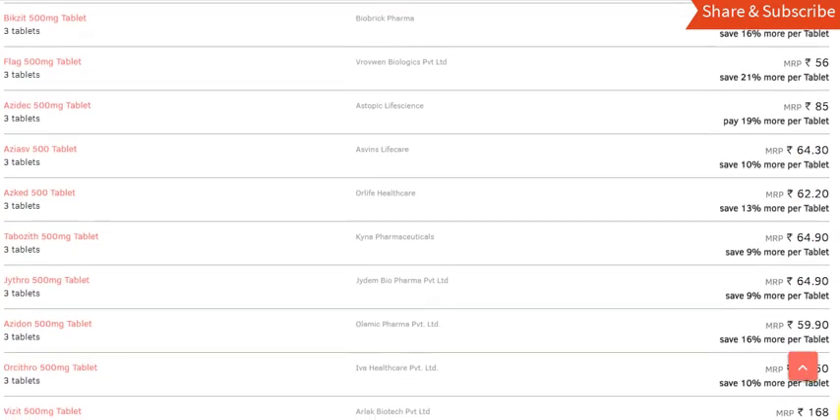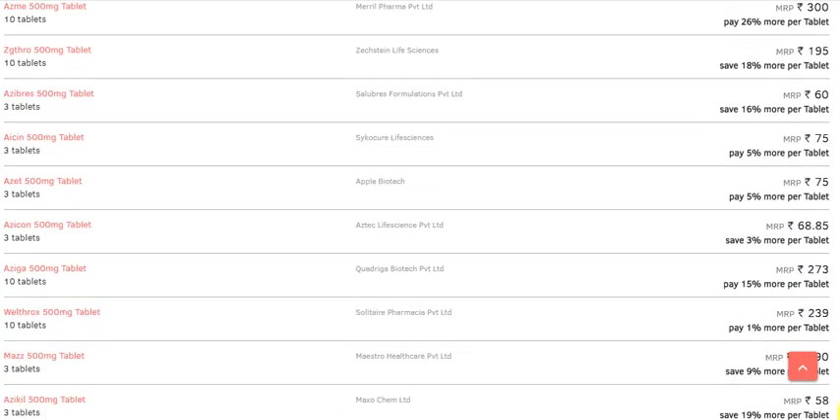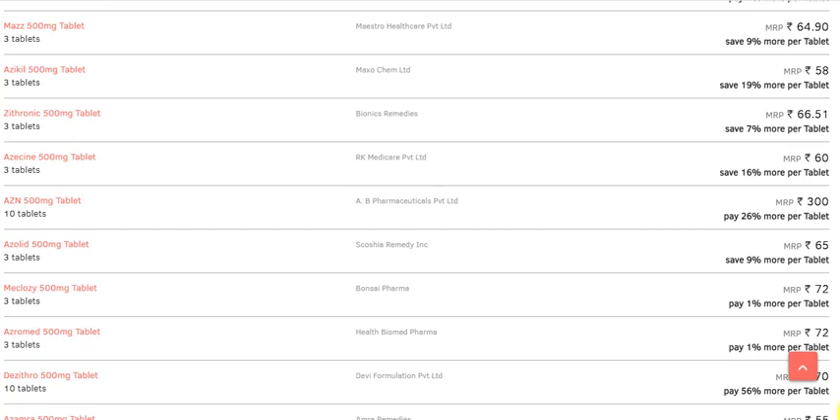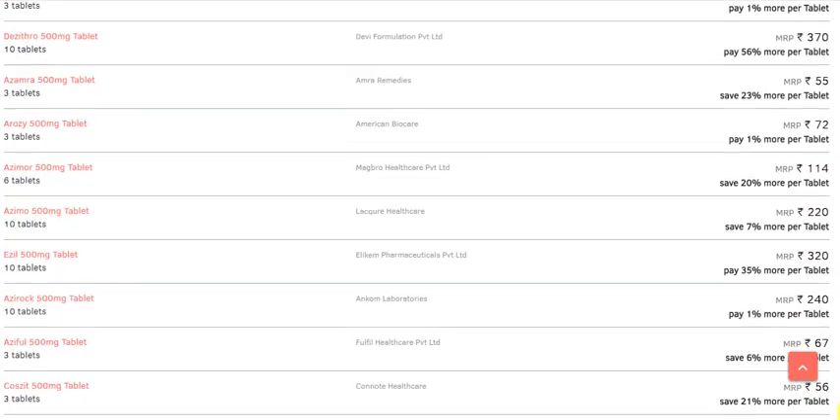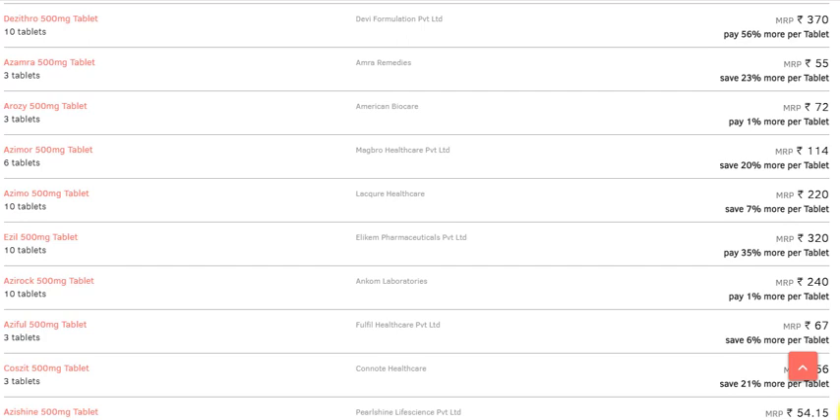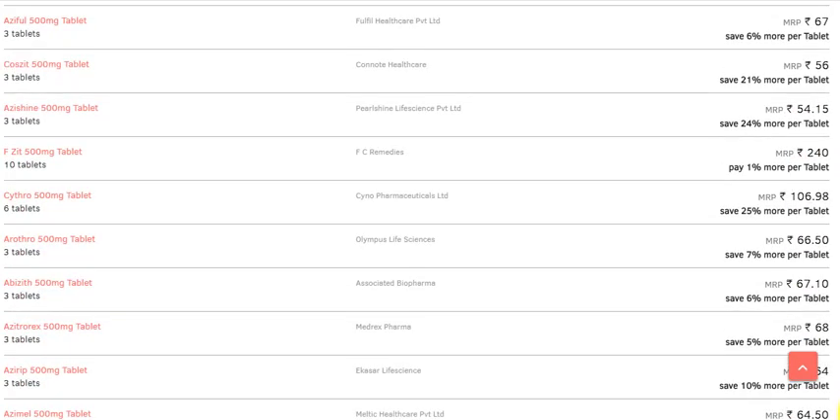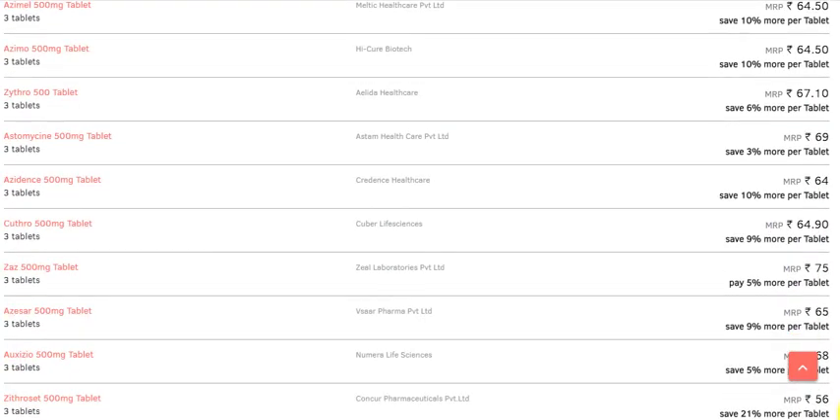How to use azithromycin tablet. Take this medicine in the dose and duration as advised by your doctor. Swallow it as a whole. Do not chew, crush or break it. Azithromycin 500 tablet may be taken with or without food, but it is better to take it at a fixed time.